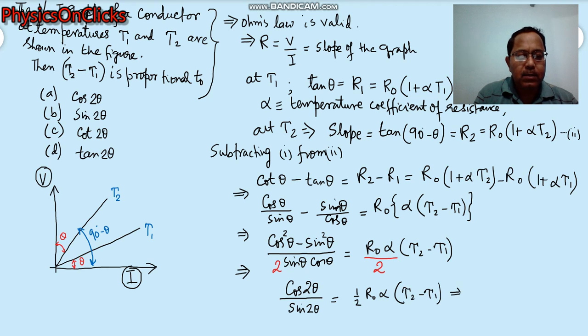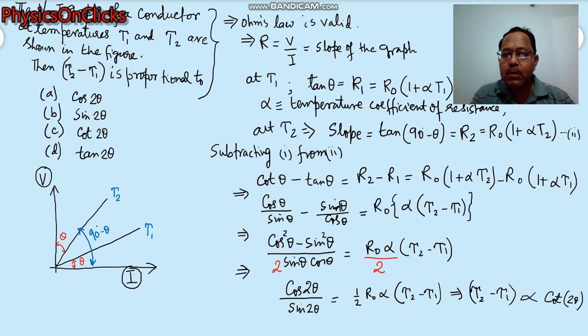So what we get? We get that T2 minus T1 is proportional to how much? It will be proportional to cos by sine, that is cot 2 theta. So which option is correct? The third option is correct. T2 minus T1 is proportional to cot 2 theta.